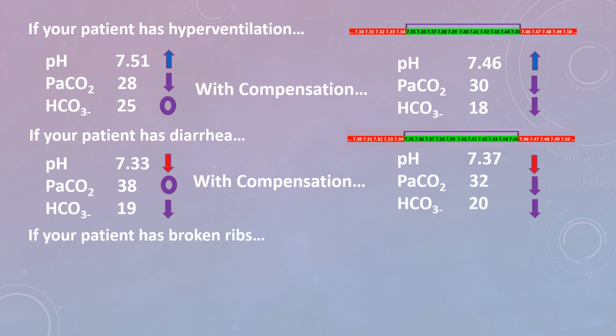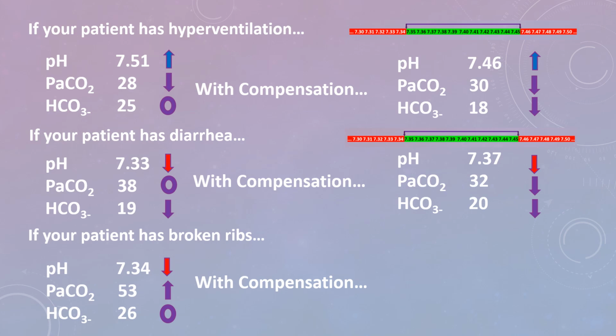If our patient has broken ribs, this will impair breathing. They will have impaired gas exchange and be holding CO2. With a pH of 7.34, I know it's acidosis. I put an arrow down. Again, they're holding PaCO2. ROME tells me that the respiratory gas would go opposite the pH. In this case, at 53, it's up. I put an arrow up. An HCO3 at 26 is normal. I put a 0. I know I have respiratory acidosis with 0 compensation.